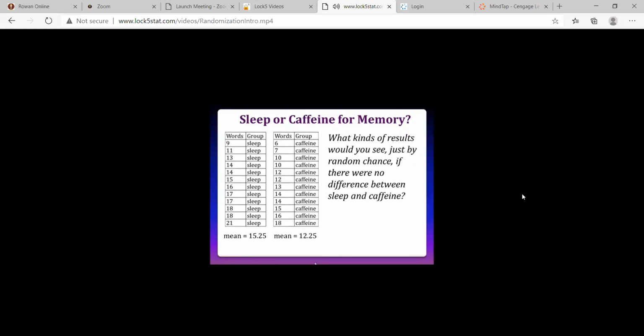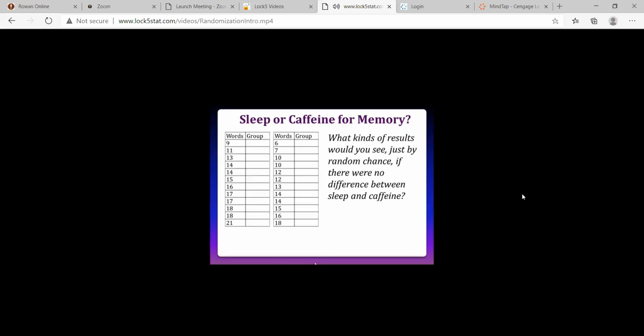So again, here's our data. What we want to know is what kind of results would you see just by random chance if there were no difference between sleep and caffeine? Just like we did with the cocaine addiction problem, we're going to reassign all the response values to different treatment groups, to see what would happen just by the random assignment to either sleep or caffeine if whether they sleep or have caffeine has no effect on the number of words recalled.